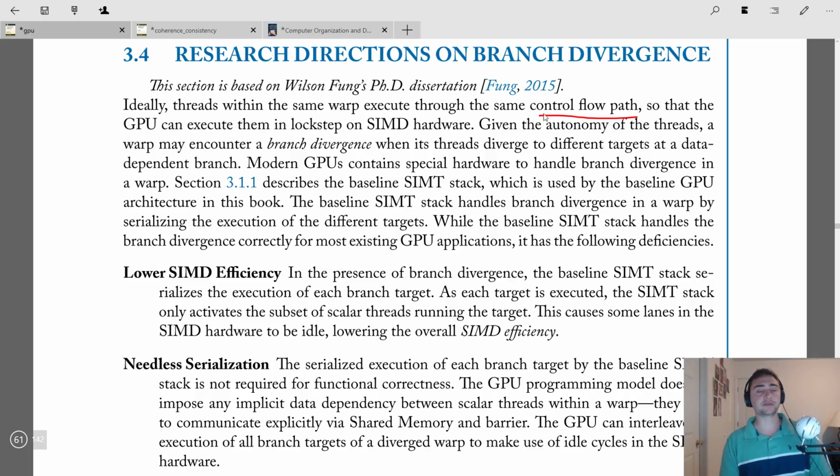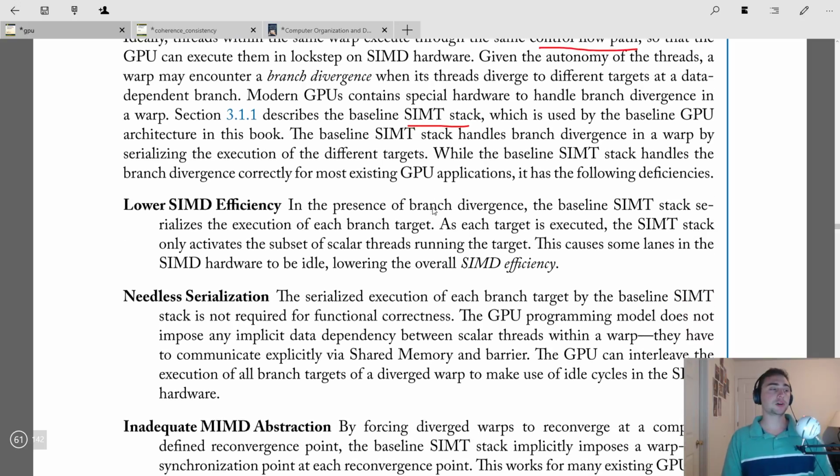Given the autonomy of threads, so this is just saying the threads can go different directions, you get branch divergence. And modern GPUs contain special hardware to handle branch divergence, which we talked about extensively in terms of the SIMT stack, and then later, more recent stackless architectures and proposed designs to get rid of some of the problems with the SIMT stack, namely something like SIMT deadlock and supporting more fine-grained locking mechanisms. Right. So while the baseline SIMT stack handles branch divergence correctly for a lot of applications, there are some problems here.